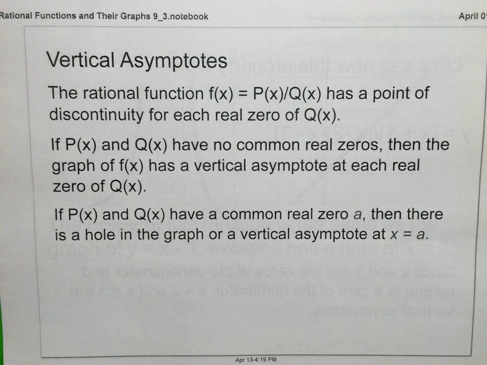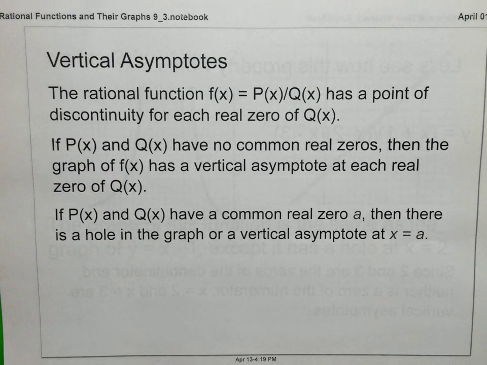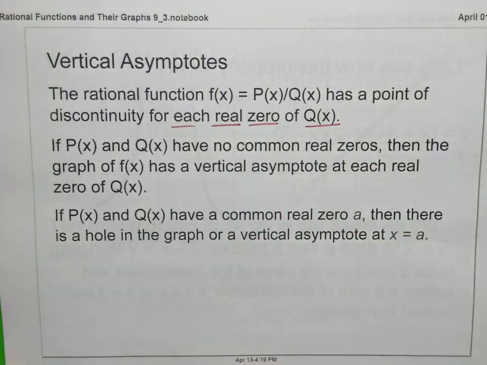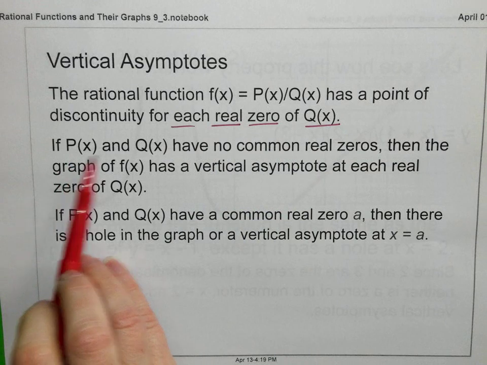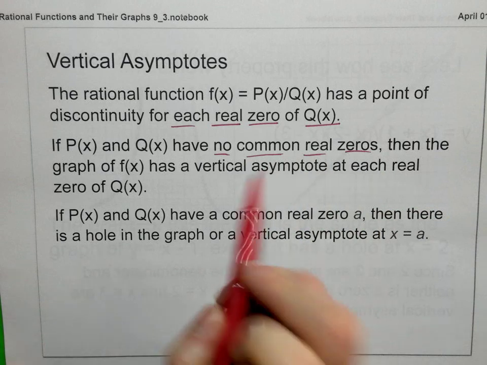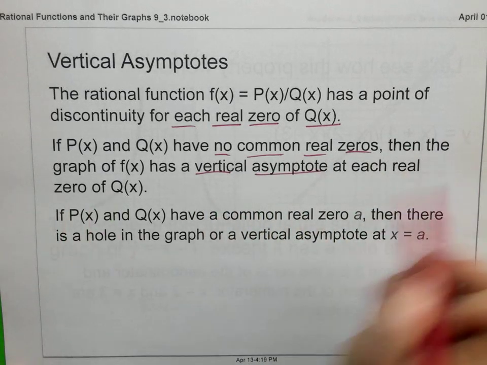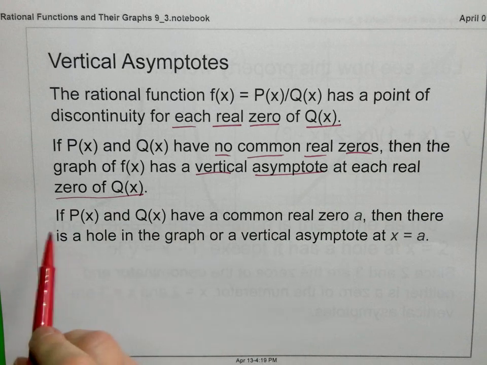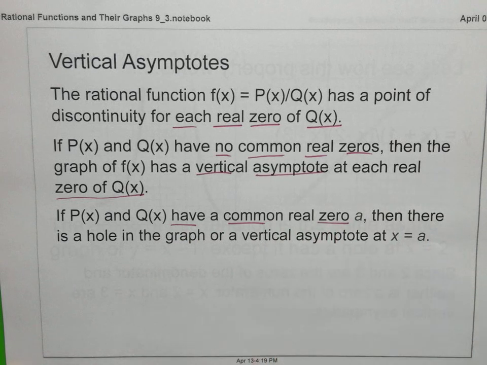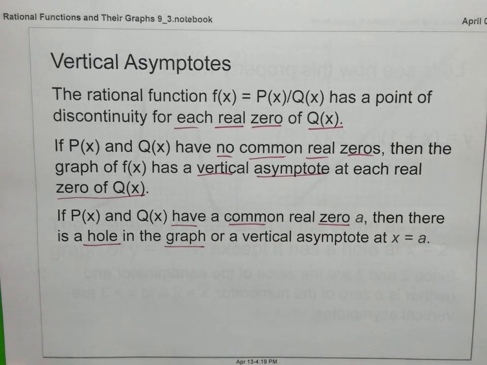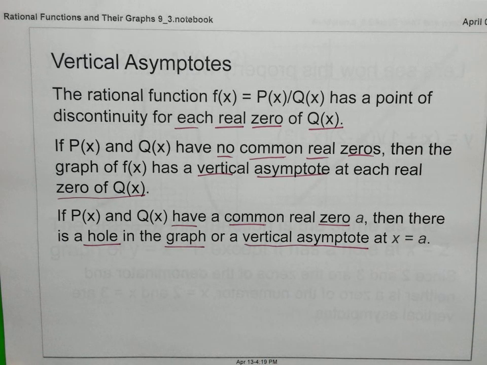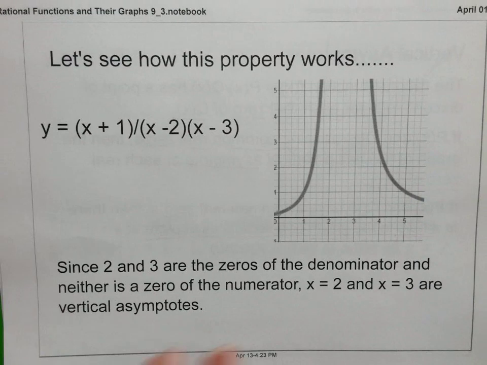Vertical asymptote. The rational function p of x over q of x has a point of discontinuity for each real 0 of the denominator. Now it says if p of x and q of x have no common real zeros, then the graph has a vertical asymptote where there's a 0. If p of x and q of x have a common 0, then there is a hole in the graph, or a vertical asymptote. And we'll talk about the difference between those two. So here we go. Let's see how this works.